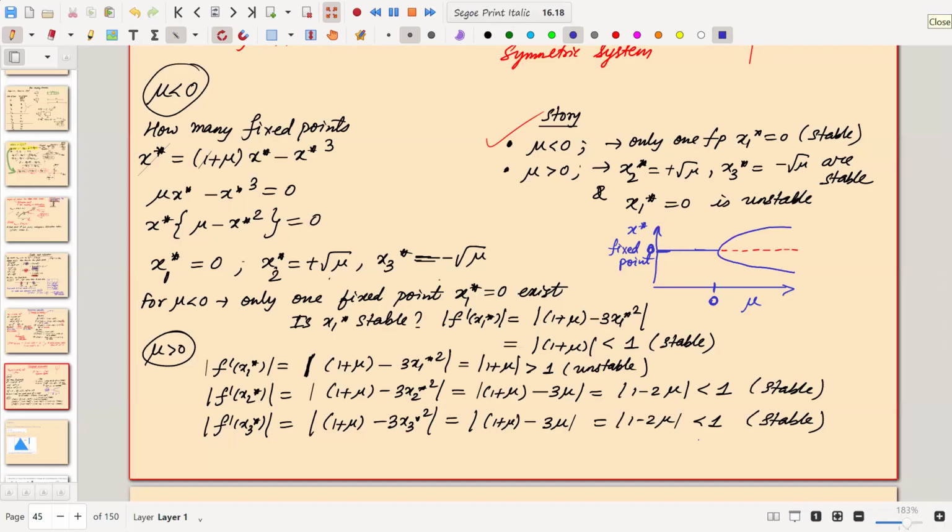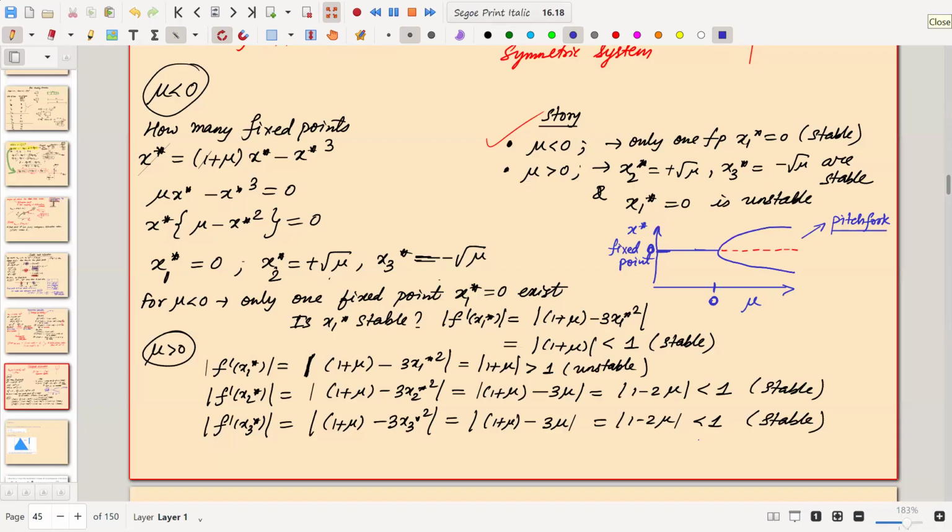Can you see the pitchfork now? Can you see the pitchfork which I drew before the start of the bifurcation? This is the shape of a pitchfork. Therefore, they named this bifurcation the pitchfork bifurcation.